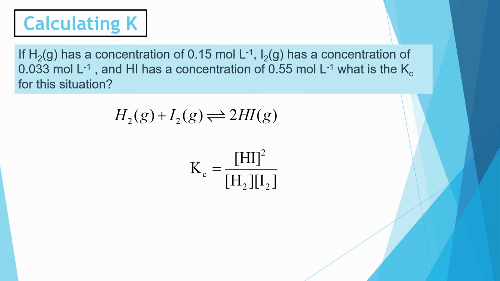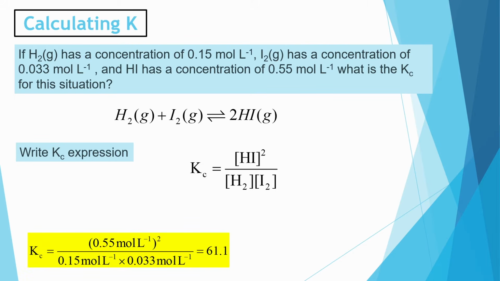So I draw my expression. I put my products, which is, there's just one product in this. So even though we have that A plus BB equals CC plus CC, I'm only using the C here. So I've got HI exponent 2, and then at the bottom I've got H2, and I've got I2, right? So that's my expression. So I write my expression, and then I substitute. So I see H2 has the value of 0.15. So I put that in here, 0.15 on the bottom where H2 is, and then I have 0.33 on the bottom.